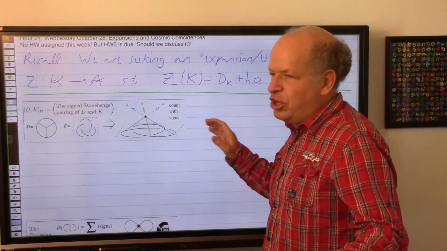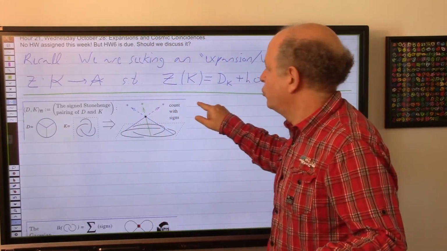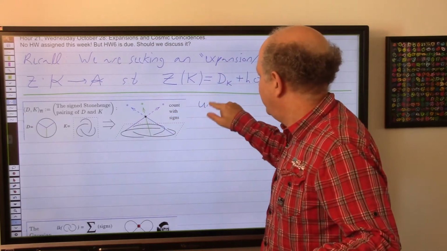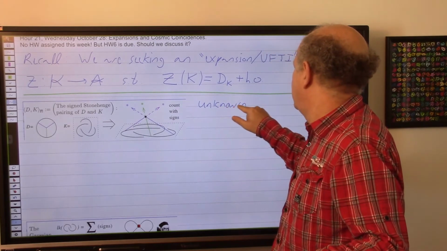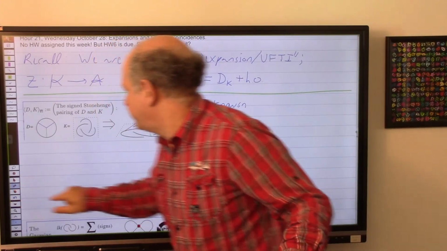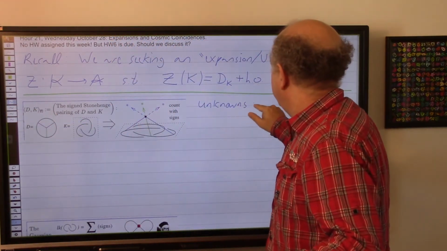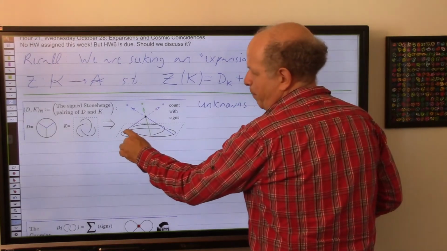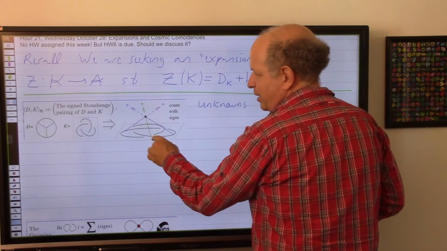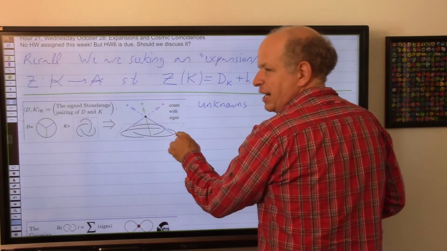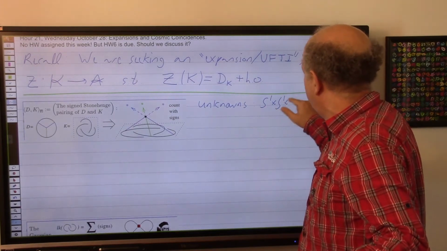So let's see. What are the unknowns here? So the unknowns live here. So the unknowns in this picture, oh, I misspelled unknowns. So the unknowns in this picture live in, so the point where the purple line meets the knot, the point where the green line meets the knot, and the point where the blue line meets the knot. So the unknowns live in S1 cross S1 cross S1.